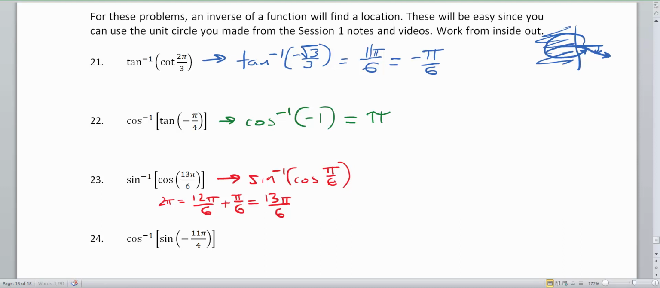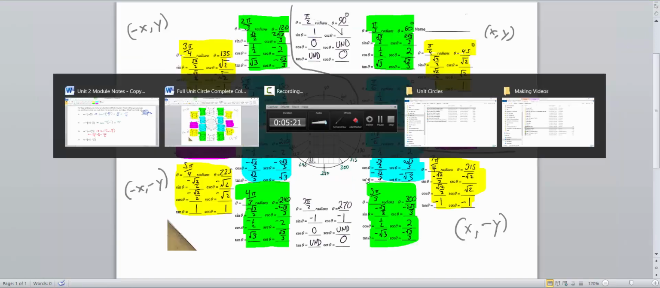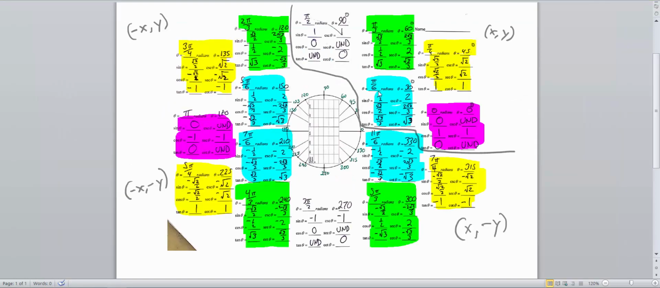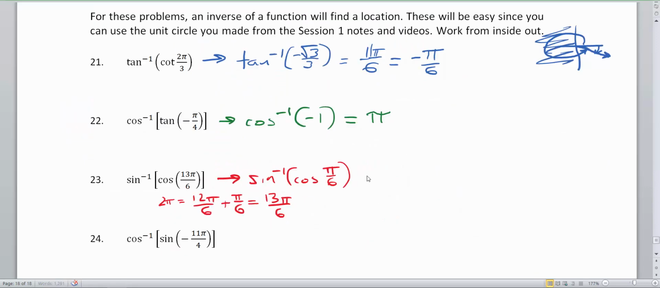Now, lucky for us, cosine of pi over 6 is in the first quadrant. If I look at my first quadrant, I see there's pi over 6, and cosine at pi over 6 is square root of 3 over 2. Great. So now what I have is the inverse sine of square root of 3 over 2.